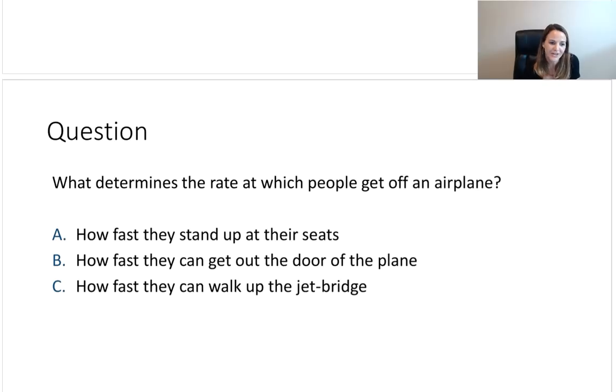So what determines the rate at which people get off an airplane? Is it how fast they stand up, how fast they get out the door, or how fast they walk out of the jet bridge? And for those of you who don't fly as much as I do, the jet bridge is that thing that connects the airport to the plane. So you walk out the door over this jet bridge into the airport itself. Okay, so try it out.